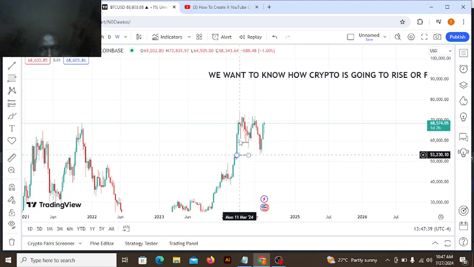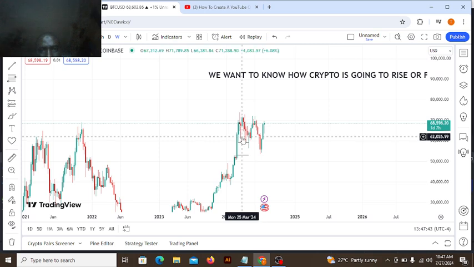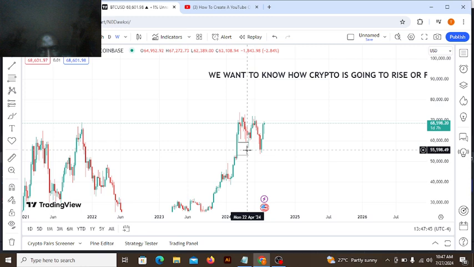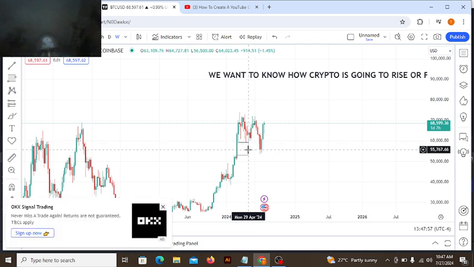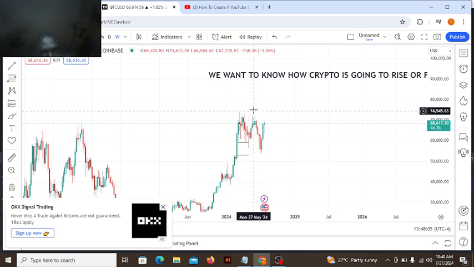You can see we have some weeks: 1, 2, 3, 4, 5, 6. But all these 6 weeks, including this one, do not touch the fair value gap. Only this one touched this fair value gap. As soon as this one tapped into this fair value gap, the market moved up.